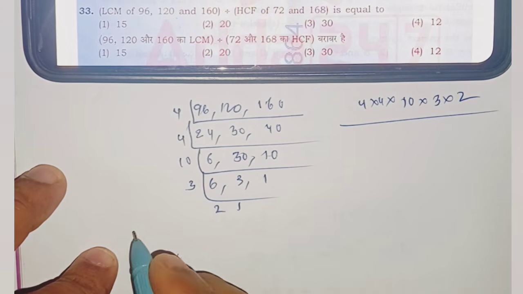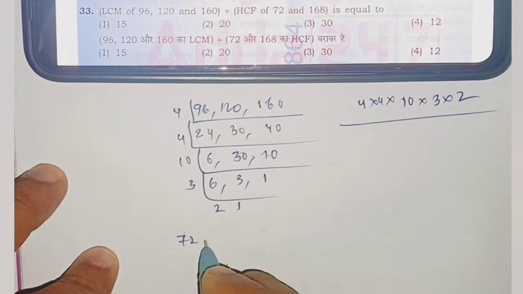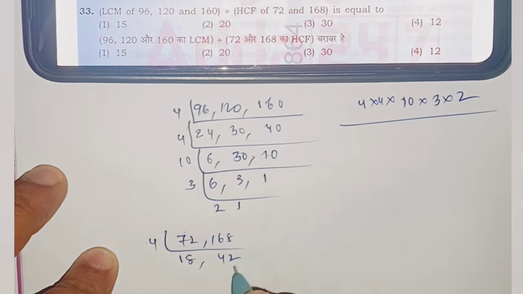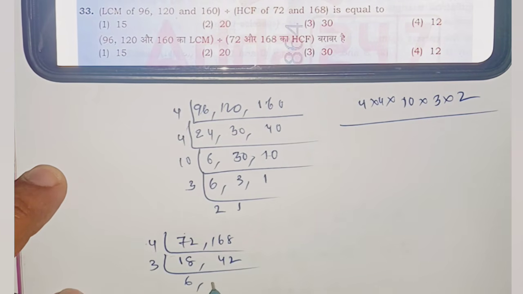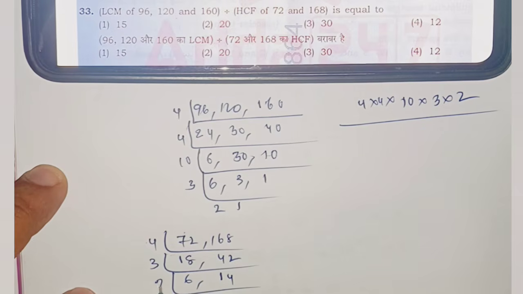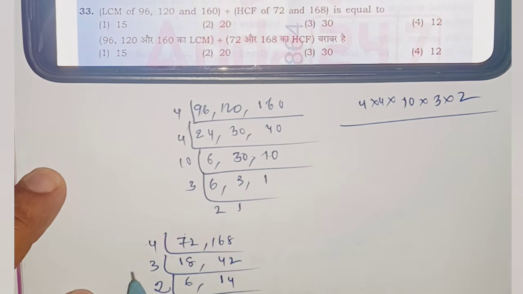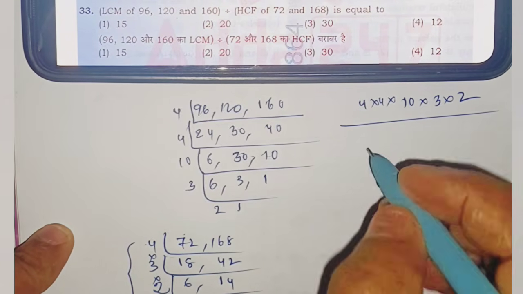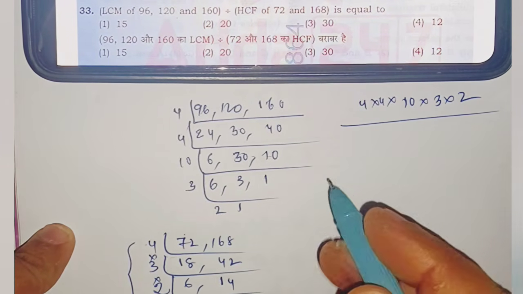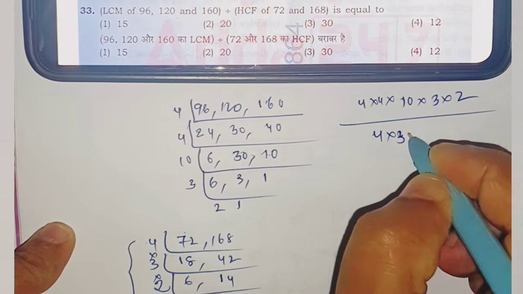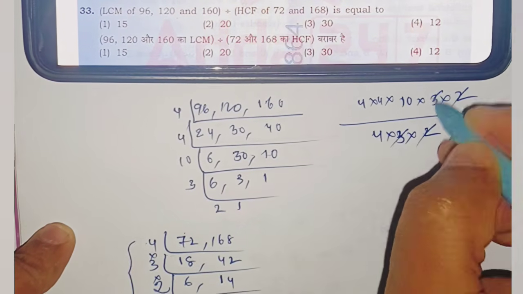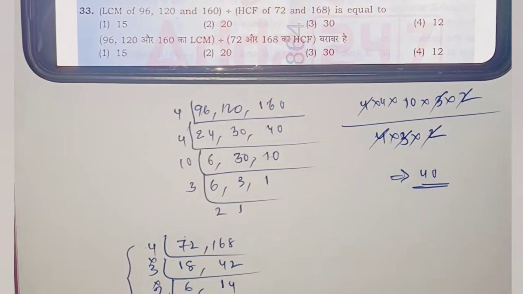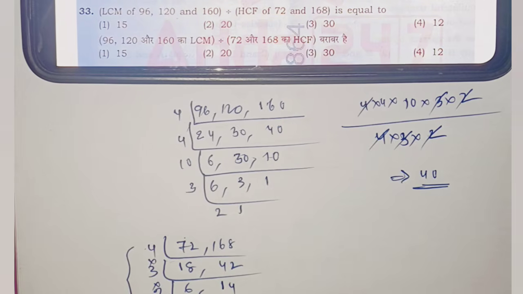So now find the HCF of 72 and 168. Divide by 4, then by 3, then by 2. These are the common factors for these two numbers. So multiply these 3 numbers, and we need to divide the LCM value by the HCF. That is why I'm writing this value in the denominator. Cancel these values. 4 into 10 is 40. 40 is the answer here, but there is no such option. That is why it will be added to all candidates.